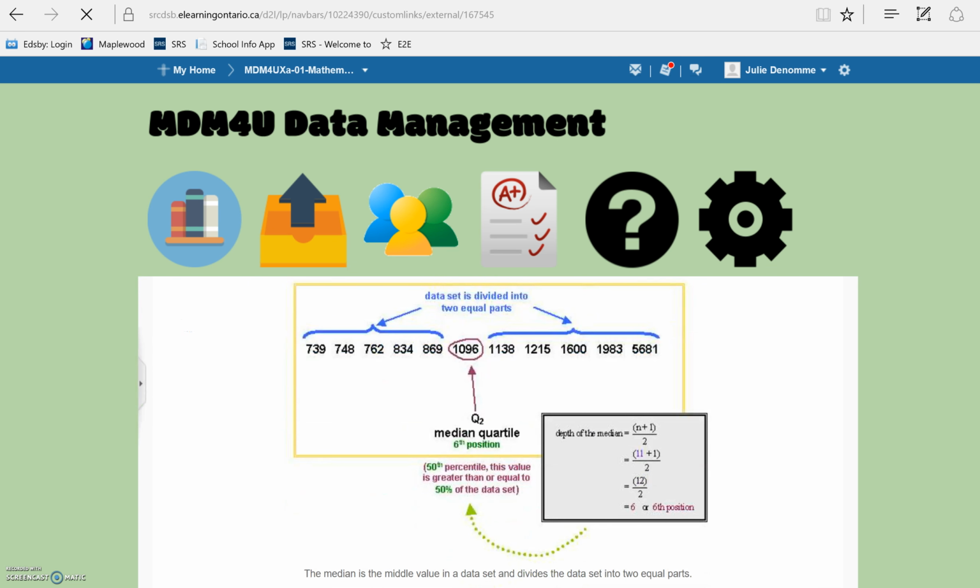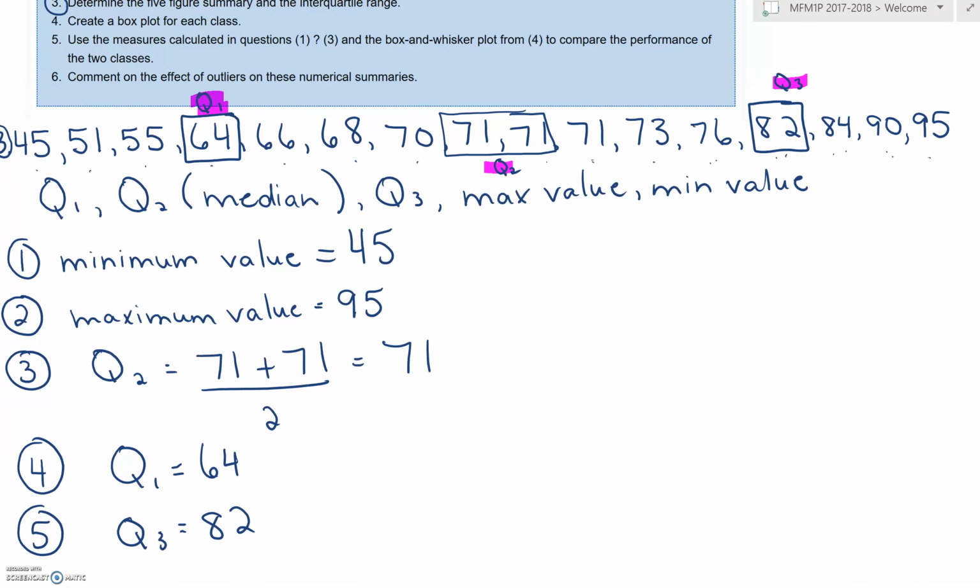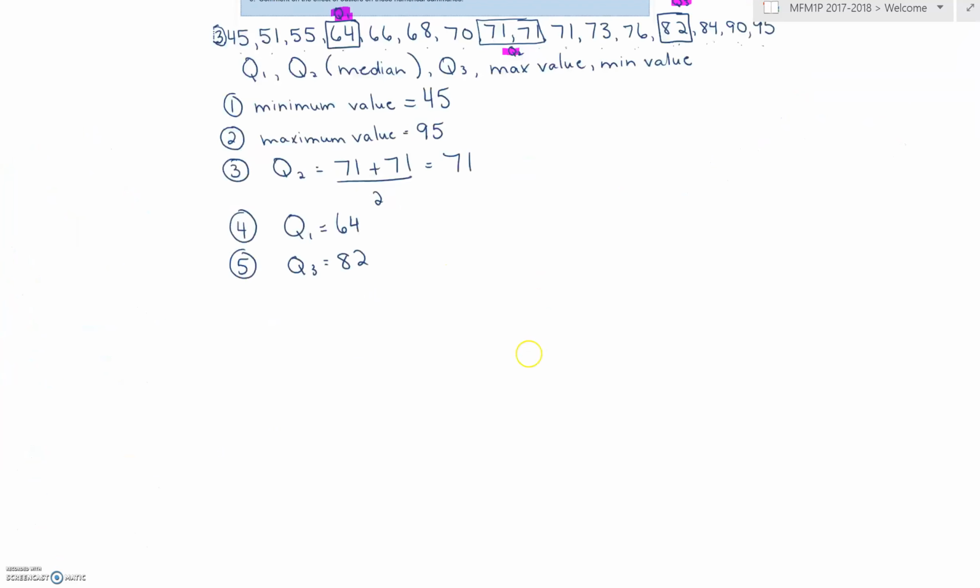So they do the depth of the median. Basically you take the amount of data you have, you add 1, and divide that by 2. In our case, to find the depth of the median, we'll count how much data we have. 1, 2, 3, 4, 5, 6, 7, 8, 9, 10, 11, 12, 13, 14, 15, 16. So there's 16 pieces of data here.